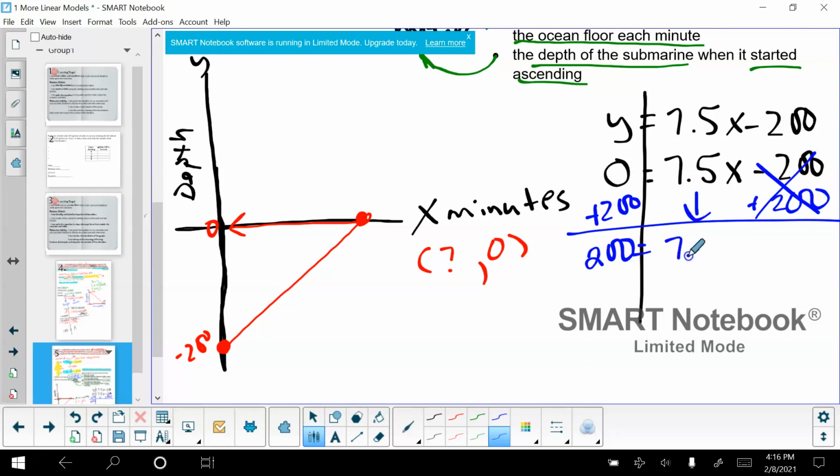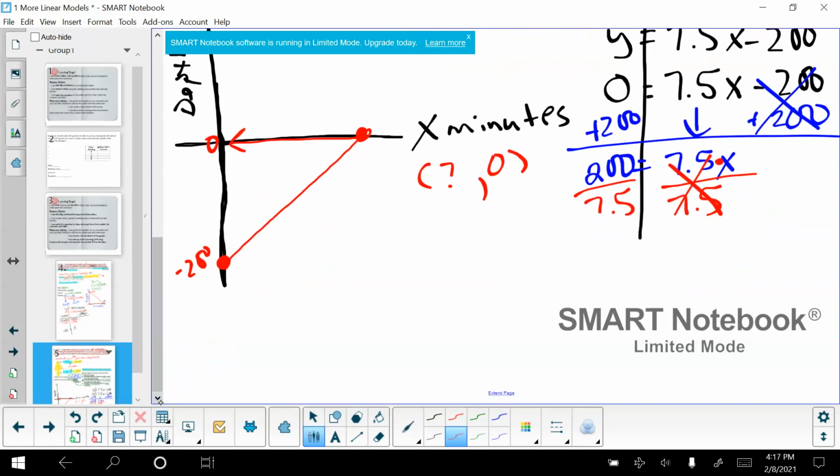Bring down your 7.5x. And then, just like before, there's nothing in between the 7.5 and the x, so we can put the multiply symbol. But then the opposite of multiplication is division. So we're going to divide 7.5 on both sides. So then all we have to do is get 200 and divide it by 7.5. And that will give us about 26.7. It's not exact, it's approximate.